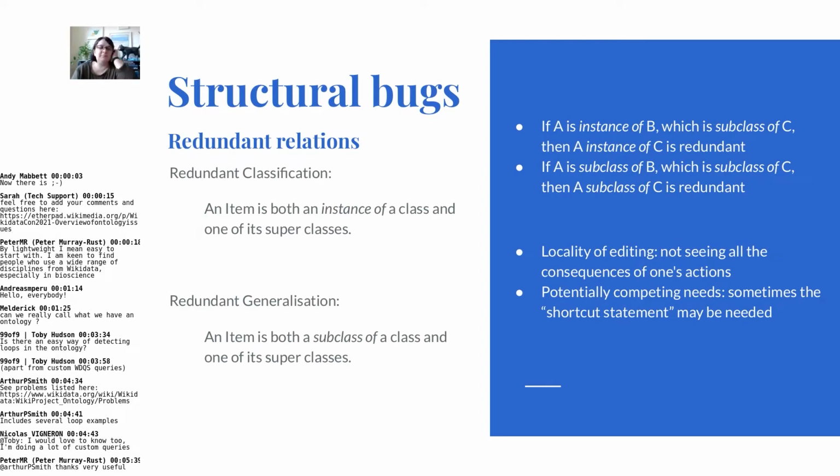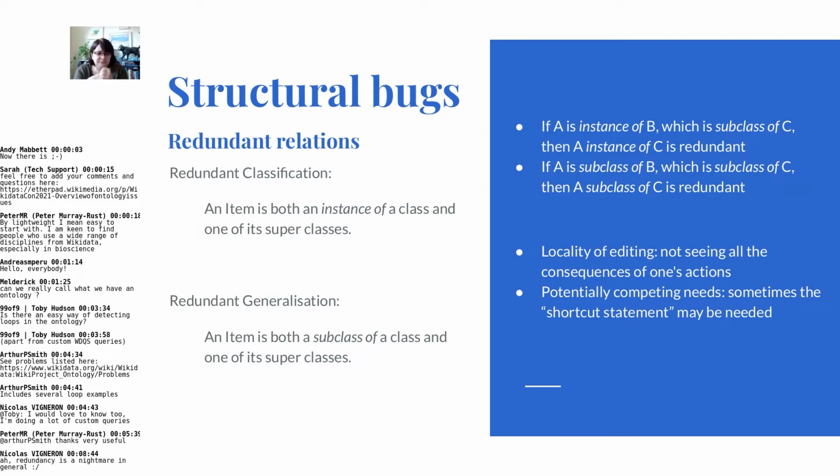Another type of structural bug we found is redundant classification. So an item is both an instance of a class and one of its superclasses. Or redundant generalization, an item is both a subclass of a class and one of its superclasses. And yes, as Nicola is saying, redundancy is a nightmare in general.